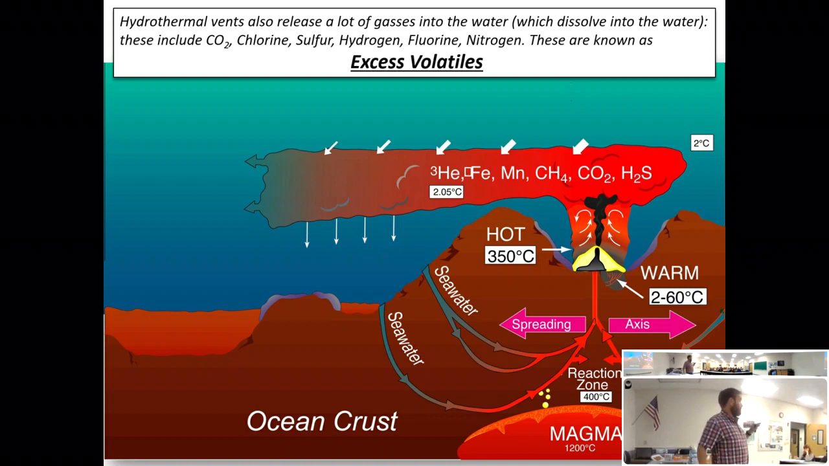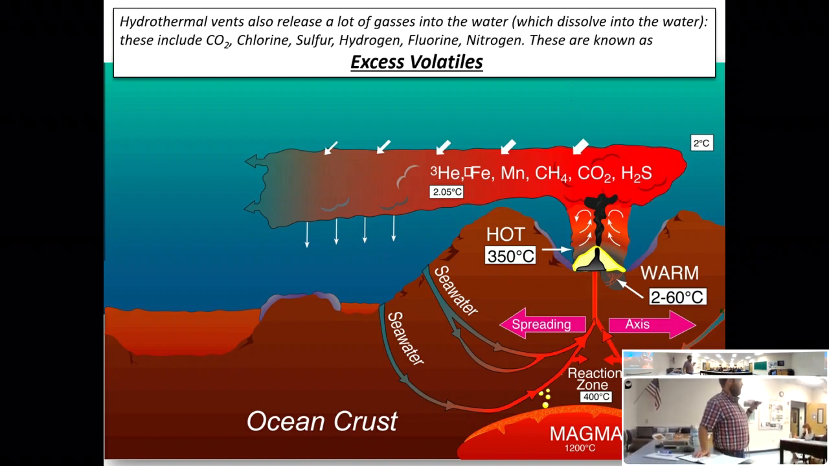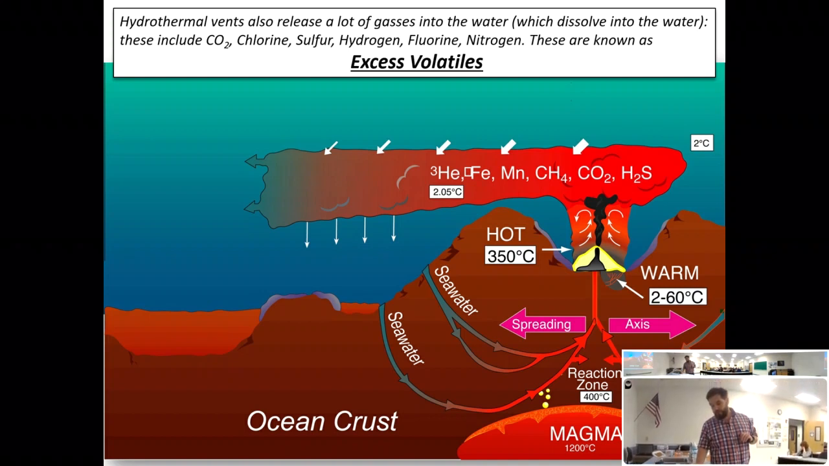So anyway, CO2 dissolves in cold water more easily than hot water. So just FYI, be aware of that. That's an important facet. All right, so we got 34, we got 35, we got 36, right? Excess volatiles here. 37, excess volatiles. 36 is just showing some of the things that are getting released here.